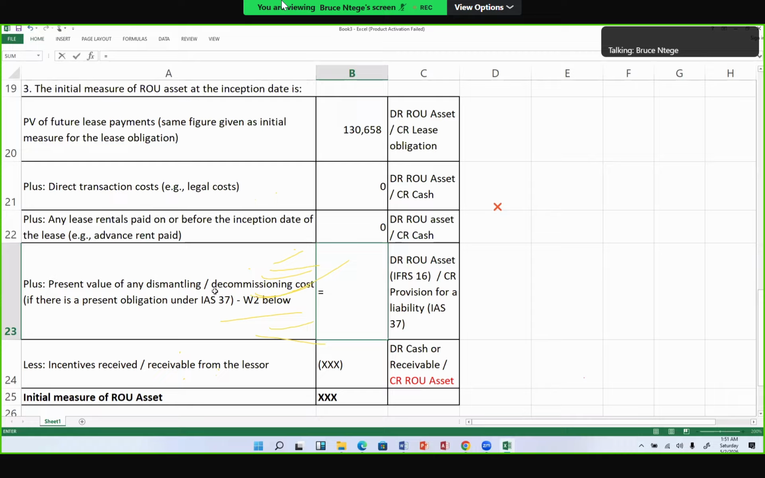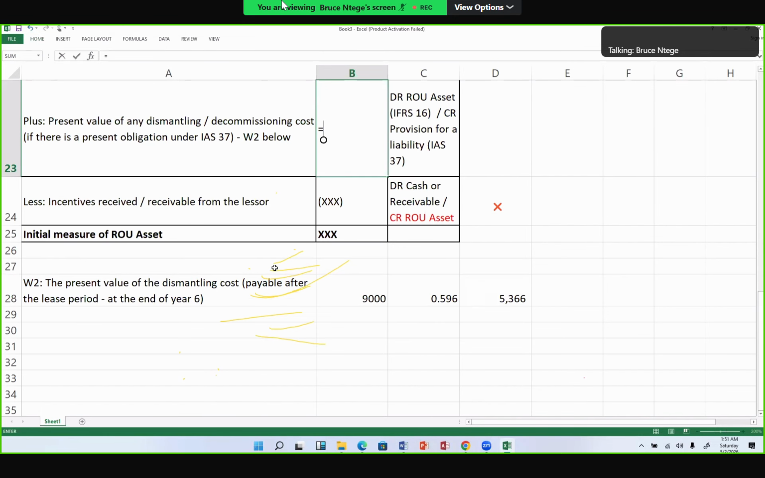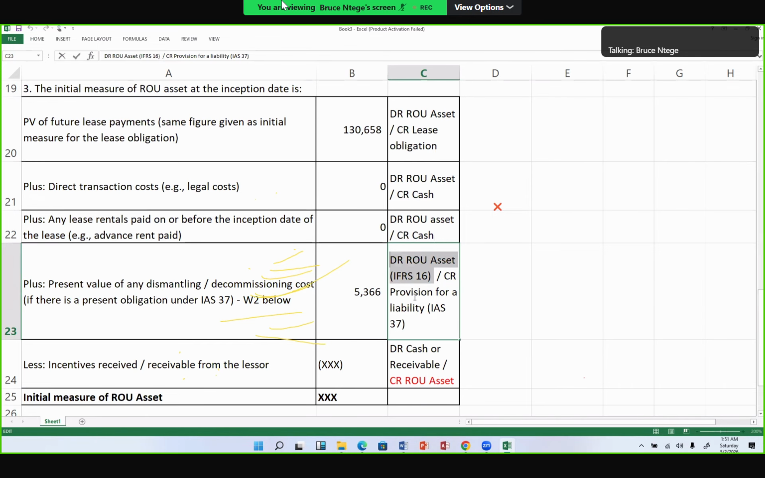So the present value of the future dismantling cost is 5,366, which we are debiting to the right of use asset in accordance with IFRS 16. The credit is the provision for the liability in accordance with IAS 37. We don't have a lease incentive, so we have 0 for the lease incentives.